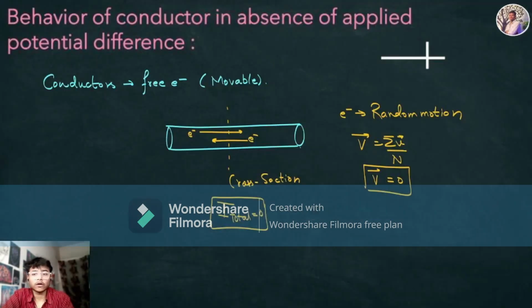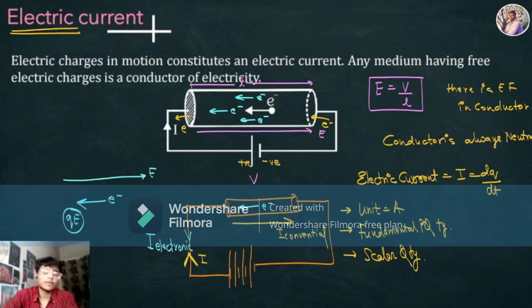So let's start now. What comes to our mind when we talk about the electric current? Electric charges in motion constitute an electric current. We all know there is a flowing of charges inside the conductor. Any medium having free electric charges is a conductor of electricity, and E is equal to V by L.